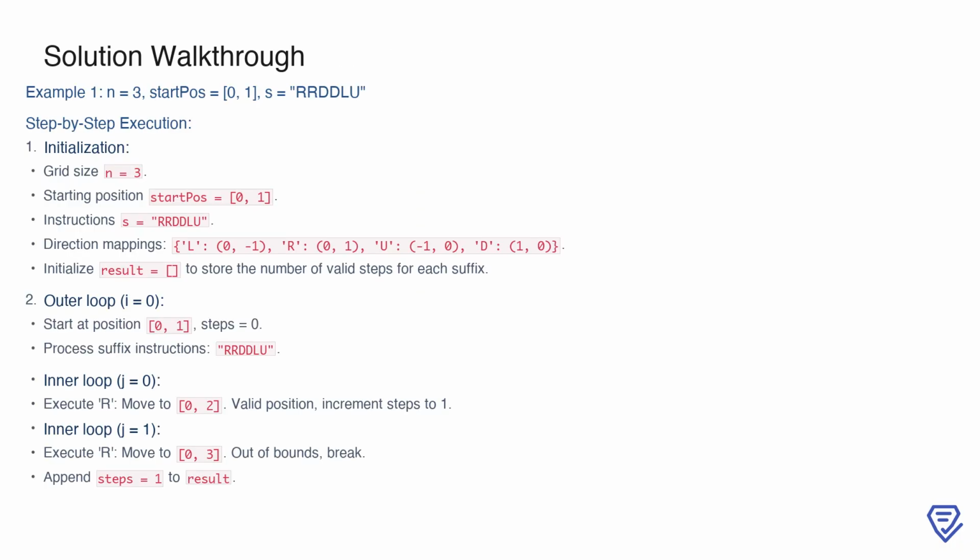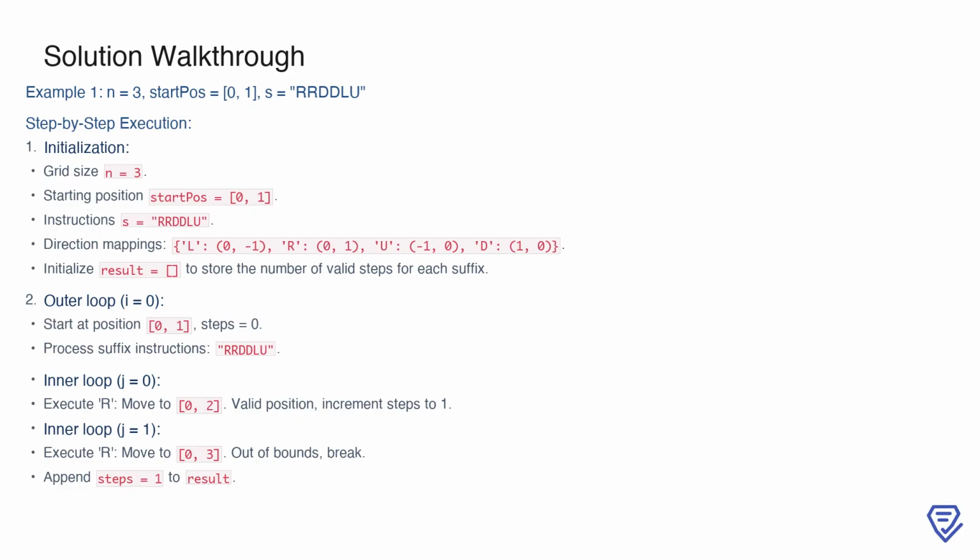To solve this problem, let's start by understanding the setup. We have a grid of size 3, defined by n equals 3. The starting position is given as 0, 1, and the instructions we need to process are represented by the string s equals rrddlu. To interpret these instructions, we map each direction to a corresponding change in coordinates. L decreases the column by 1, R increases it by 1, U decreases the row by 1, and D increases the row by 1. We'll initialize an empty list called result to store the number of valid moves for each suffix of the instruction string.